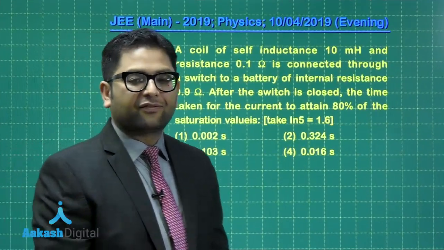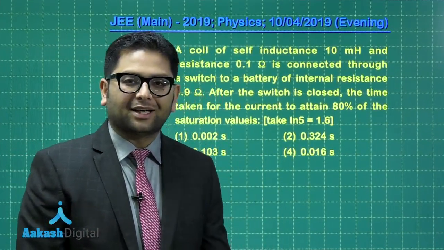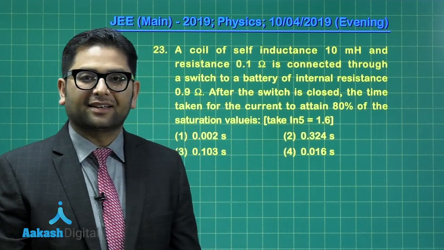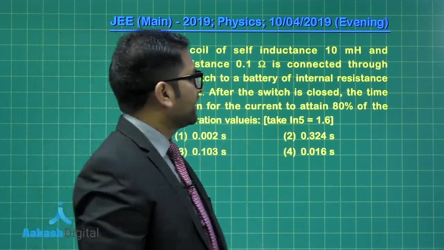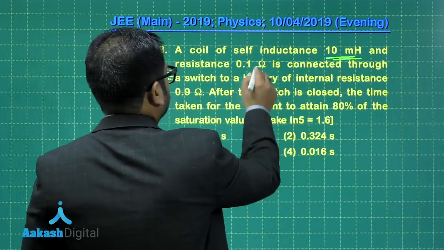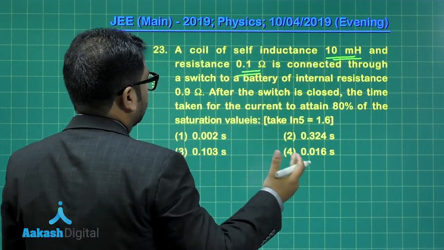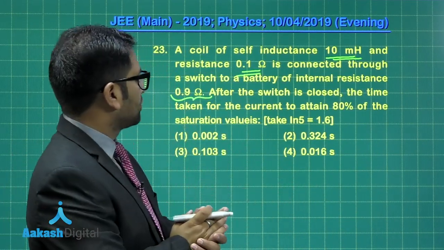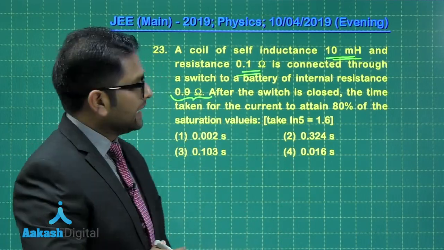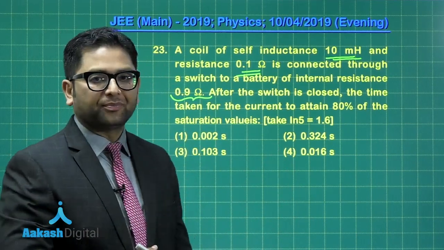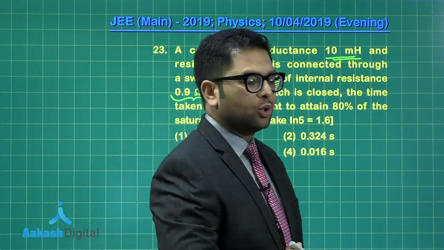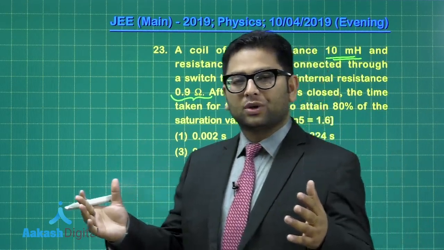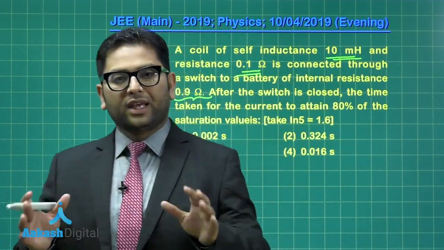The 23rd one is from electromagnetic induction, RL circuit, and specifically about the current building up in an RL circuit. A coil of self-inductance 10 millihenry and resistance 0.1 ohm is connected through a switch to a battery of internal resistance this much. After the switch is closed, find the time taken for the current to attain 80% of the saturation value. Generally we don't remember log 5, so the value has been given. Otherwise, log 2 in both bases, natural and 10, we remember.